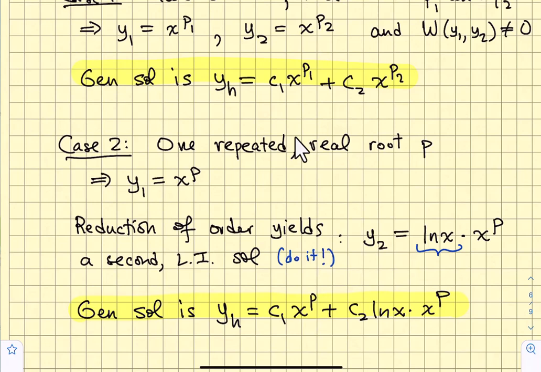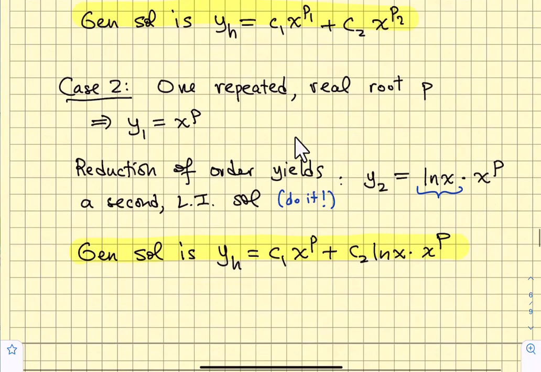So that means one solution is x to the p, the other solution is ln of x times x to the p. So that means our general solution can be written as c1 x to the p plus c2 ln of x times x to the p when you're in case 2 for the Cauchy-Euler equation.